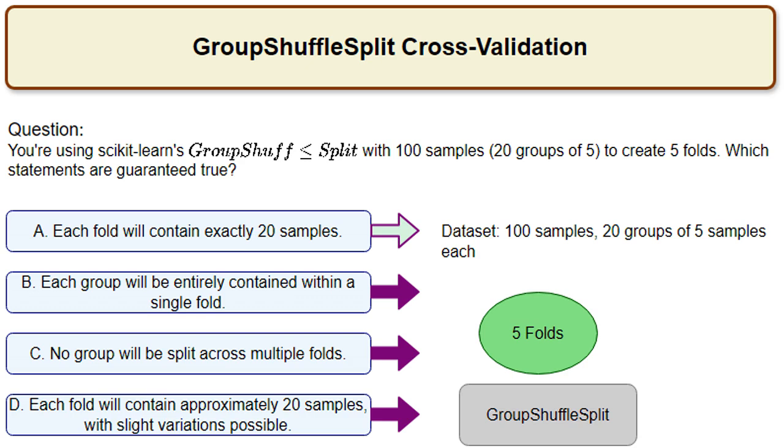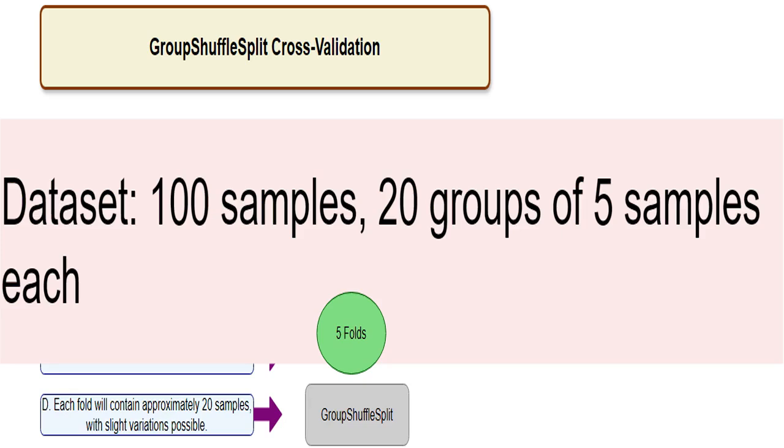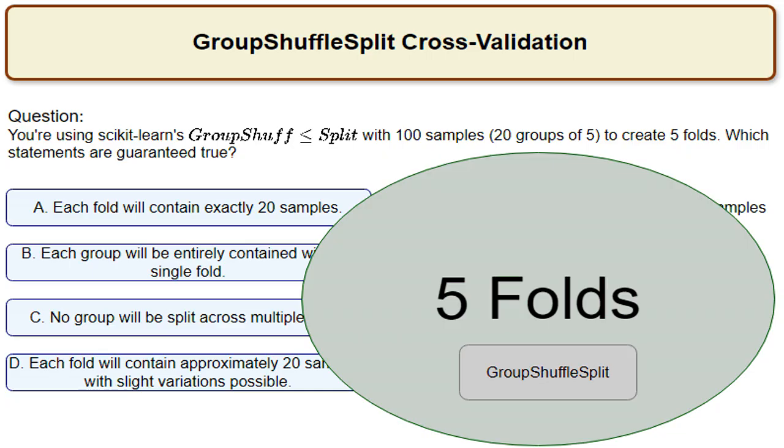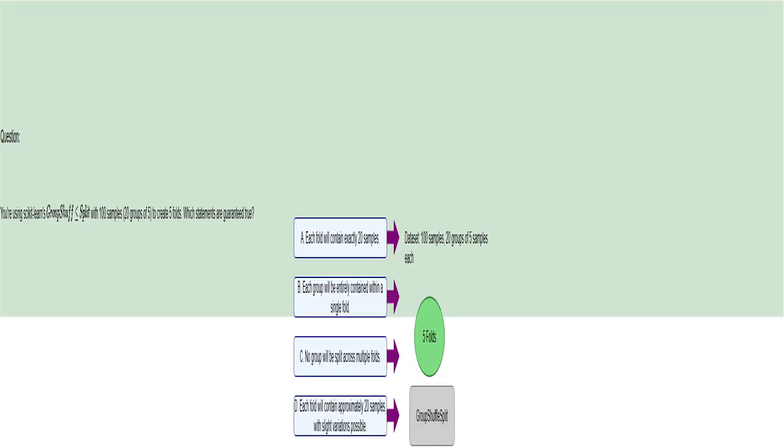Imagine you have 100 data points, neatly organized into 20 groups with 5 points in each group. You want to split these 100 samples into 5 separate subsets, called folds, for cross-validation. This is false.